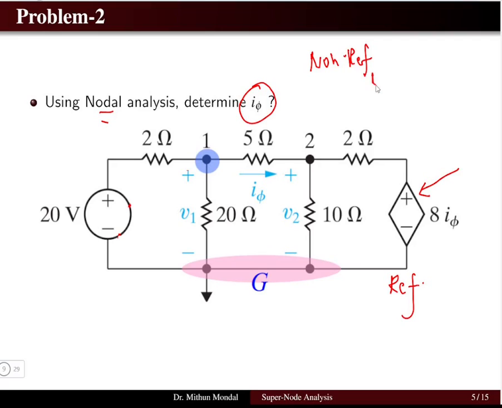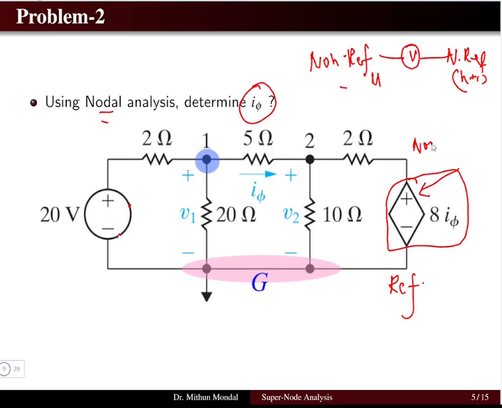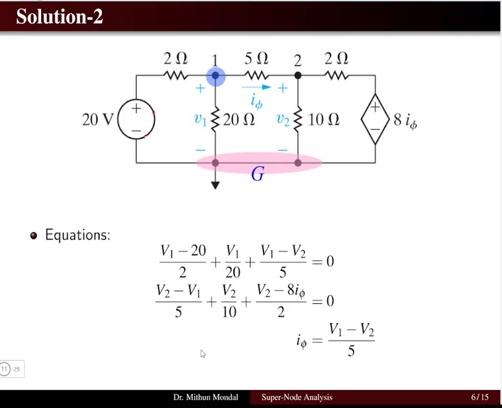So if I take a non-reference node n and another non-reference node n plus 1, and between them there is a voltage source, then only the supernode can be applied. However, here the dependent voltage source is connected between a non-reference node and a reference node. So we can't treat the dependent source as a supernode problem. In that case, normal nodal analysis will be sufficient to write the equations.